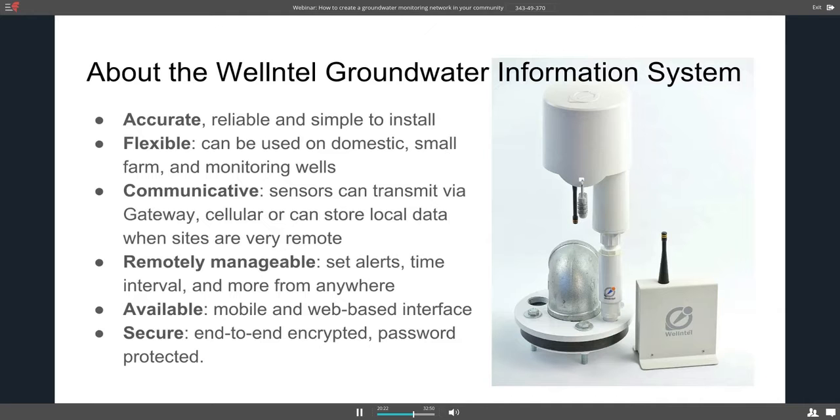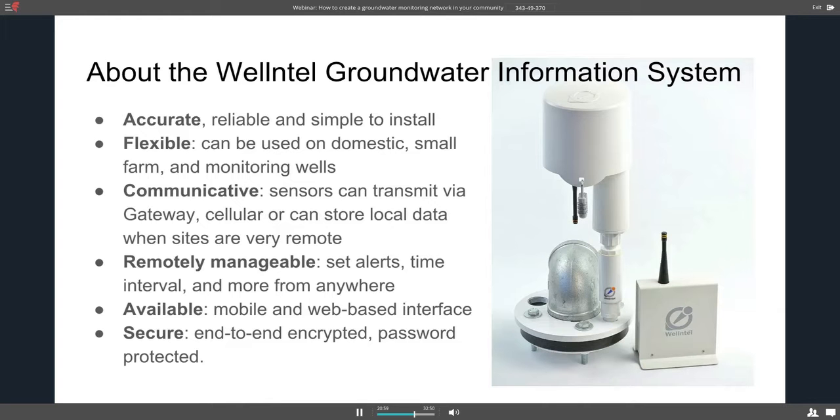So at the very beginning of Wellntel, when we launched a couple of years ago, what we were doing is essentially making it possible for any domestic well to become a monitoring station. But that meant that we had to embrace a whole bunch of commitments to those folks whose well would have instruments on it. One, it needed to be accurate. We didn't want to make decisions based on inaccuracy. It needed to be reliable and simple to install. We didn't want to create a barrier to being able to instrument a well.